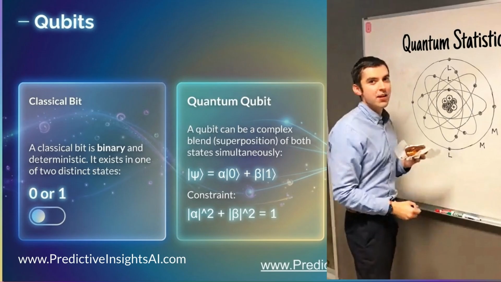The core difference between classical and quantum computing lies in the bit versus the qubit. A classical bit is binary, existing in a definite state of 0 or 1. A quantum qubit, however, can exist in a complex blend or superposition of both states simultaneously, governed by a constraint where the squared magnitudes of the probability amplitudes sum to 1.